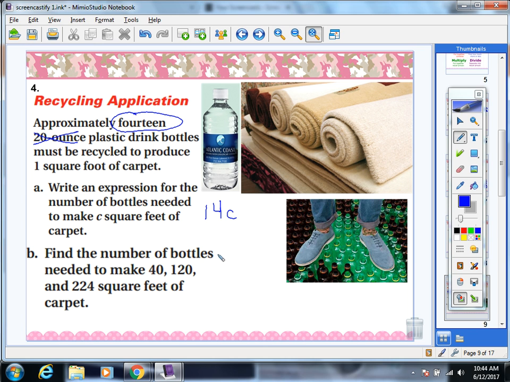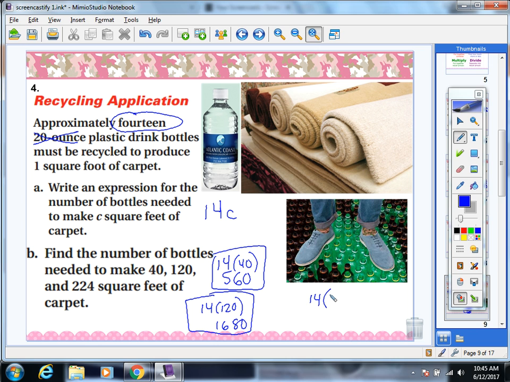Now it gave me 3 separate ones. I'm going to substitute these 3 values for the C. So 14 times 40, that product would be 560 bottles. It requires 560 bottles to make 40 square feet of carpet. So this is my first answer. The second one would be 14 times 120, which would require 1,680 bottles. Wow. So this was one problem. Then the second problem, and there's one more. It asked me for 224 square feet of carpet. I would need to do 14 times 224, which is 3,136 bottles.